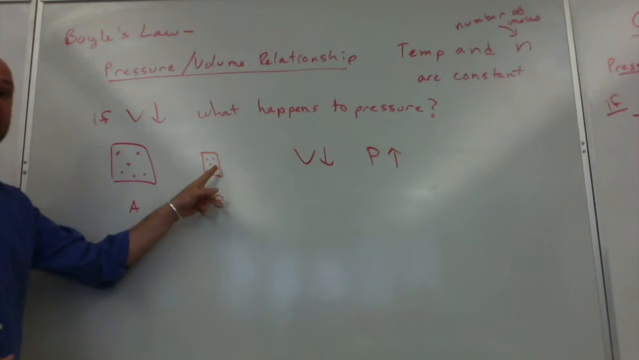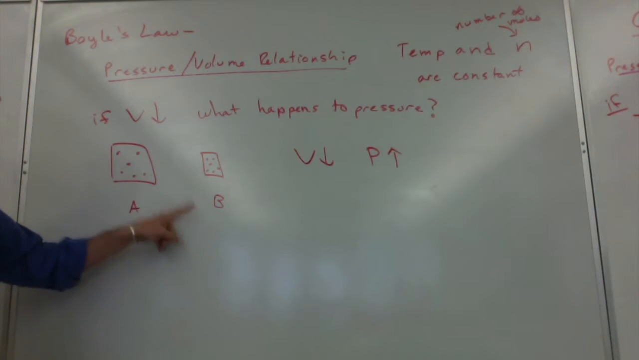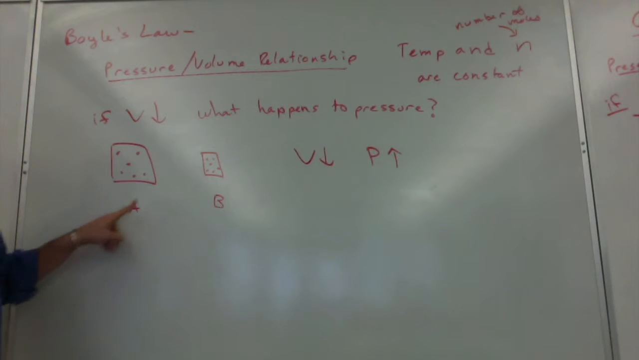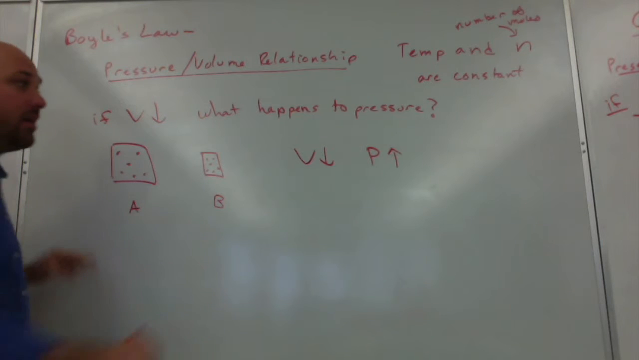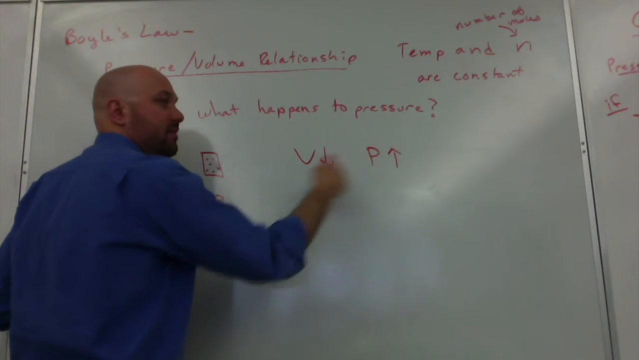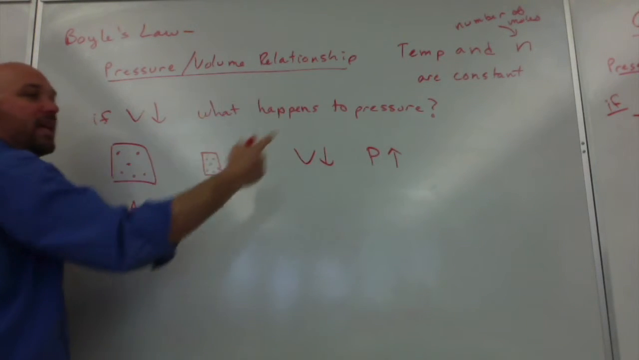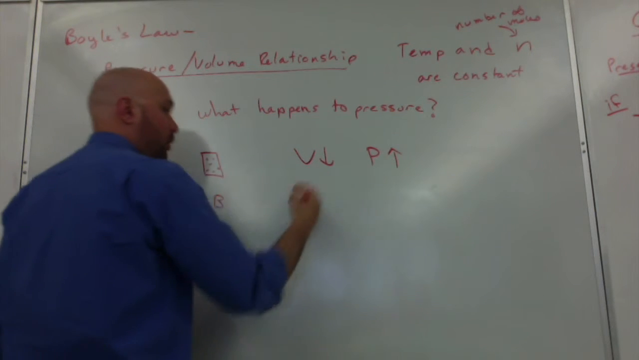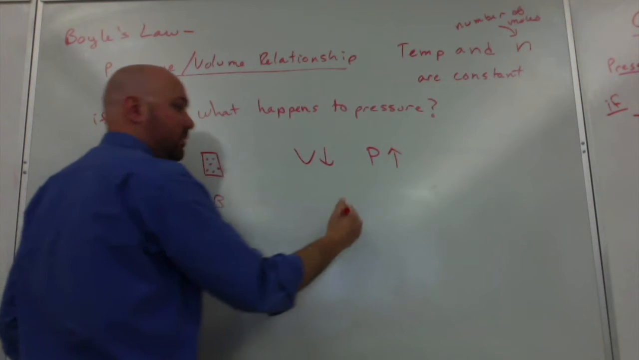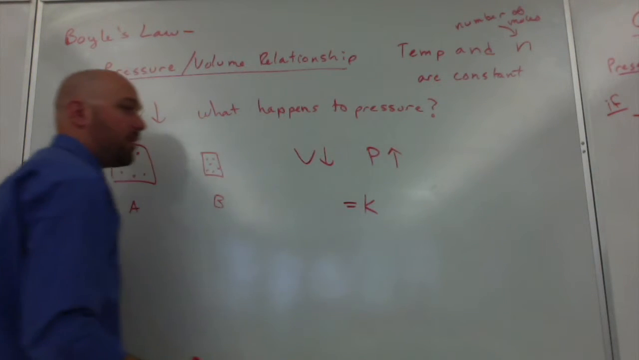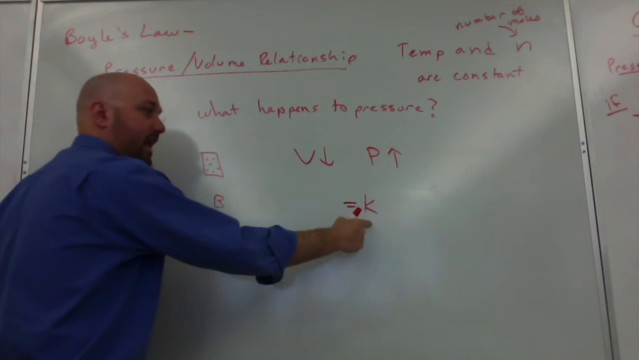They're moving at the same speed. There's going to be more collisions in B than there's going to be in A. More collisions with the wall of the container in B than in A. So pressure and volume are in this inverse relationship. But I want to make it a mathematical relationship. Well, pressure and volume, their math is going to need to equal some sort of constant. So I want to make a constant K.